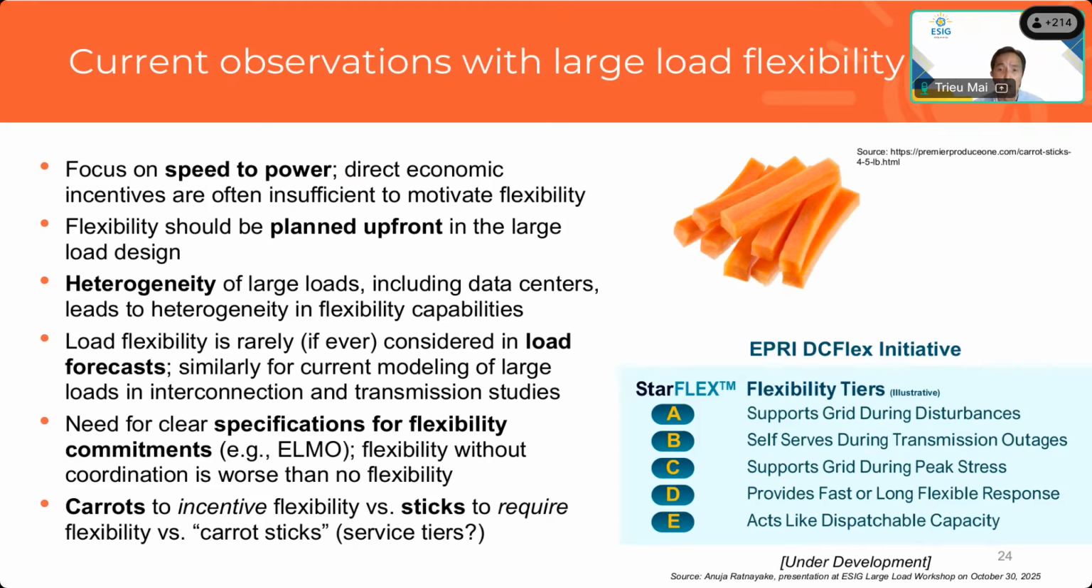On the first one, really, it's flexibility just to support during grid disturbances, from an RA construct, for example. And all the way at the bottom, flexibility means a fully dispatchable resource like you would have with a generator. And with those tiers could come different benefits, and hence what we're calling here carrot sticks in order to identify those. And with that, I just want to thank you.